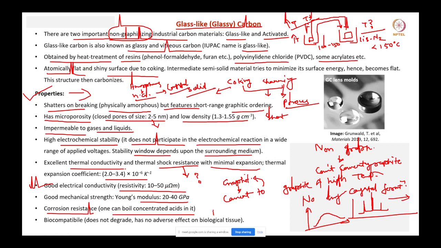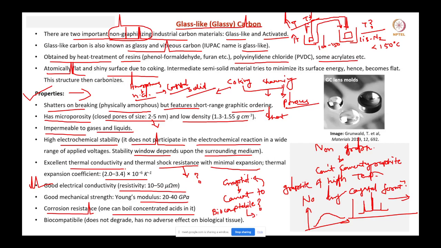Maybe you have heard this term, biocompatible. So what does this mean? Glassy carbon is being used as a base electrode material for biosensors, basically non-invasive sensing, by just placing those sensors in the body. Obviously, because of its biocompatibility, we are able to use it in applications related to that.